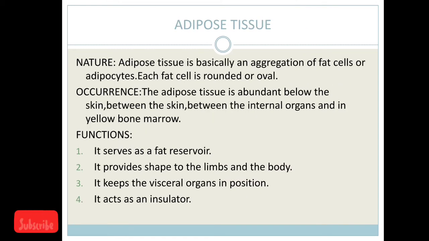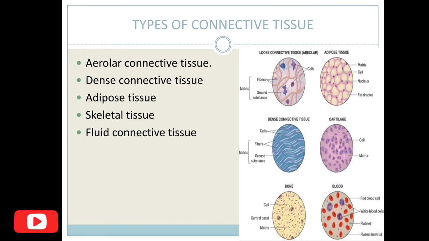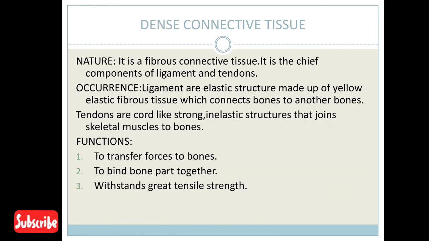Next is the adipose tissue. This adipose tissue is the aggregation of the fat cells, and these fat cells are mostly rounded or oval. You can see here in the picture this adipose tissue. These are made up of the fats.